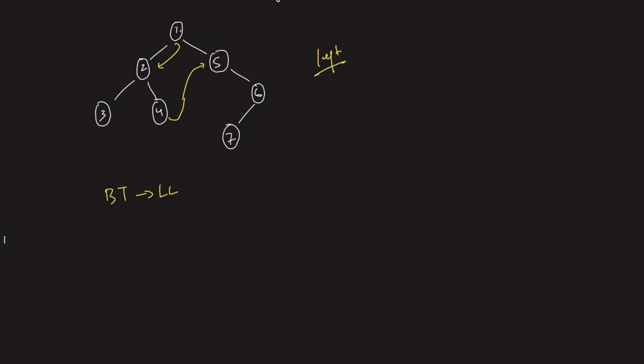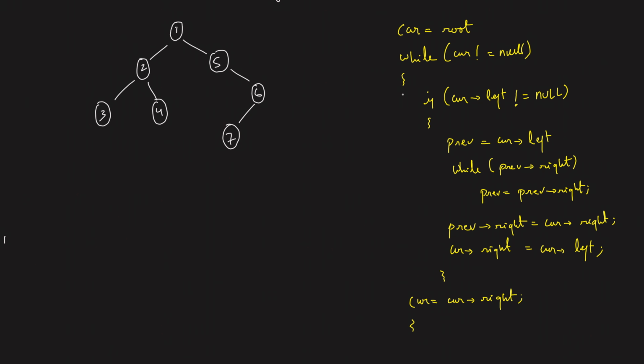So let's write that. This is how the code will look. Again, doing a dry run will make things further clear. Initially, I have a current which is 1, standing at the root of the tree. So ideally, I have to connect this 4 to 5, right?